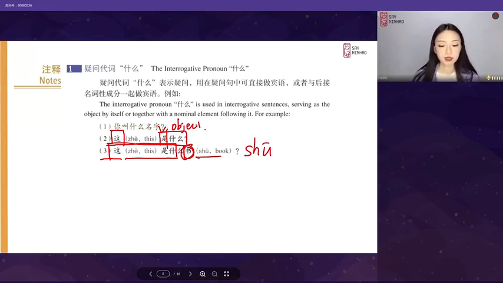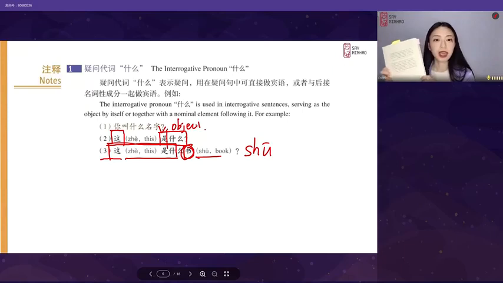What if I have a book in my hand? And I'm going to ask a question. 这是什么? So, what did I ask? I asked, what is this, right? What is this? So, try to answer the question.